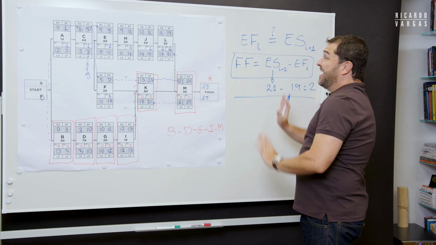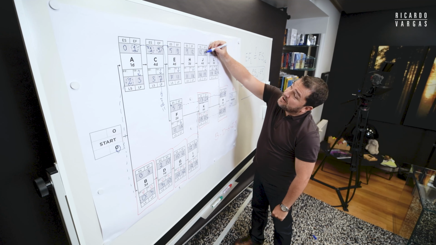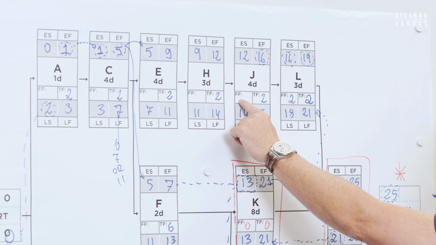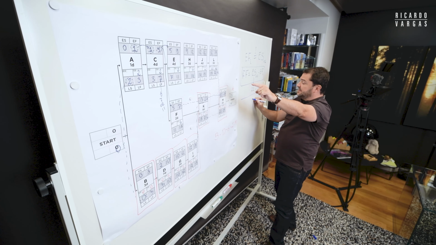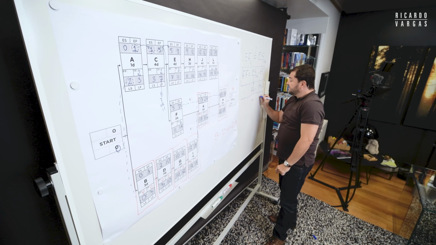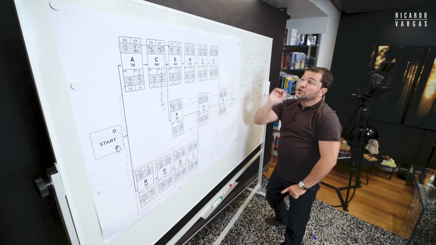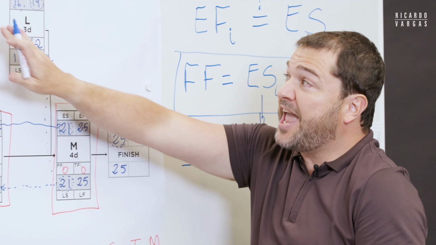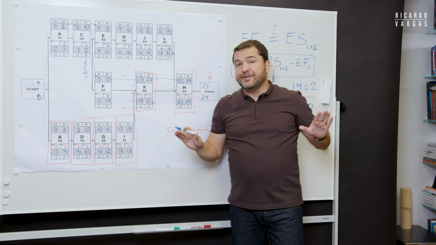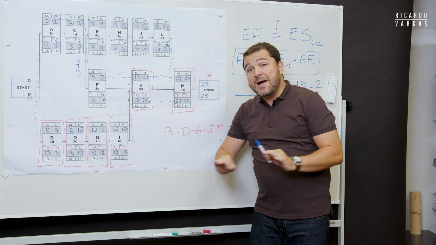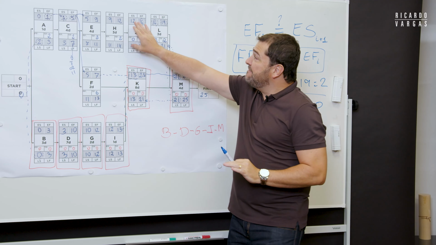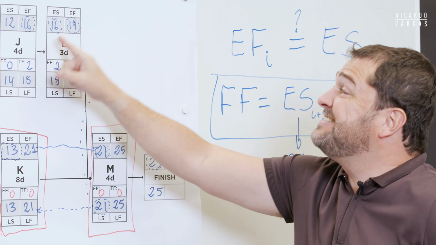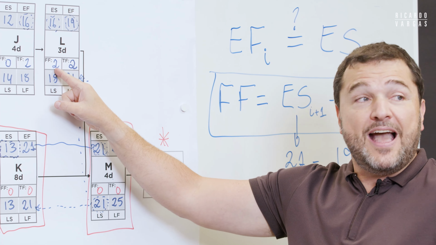Okay, now let's do this. Now let's compare this number with this, because now I want to calculate the free float of J. So 16 minus 16 is 0. So let's try to understand the meaning of what I did. J has no free float, means J has no money in its pocket. Every single money or float that J has comes from stealing the float of L.